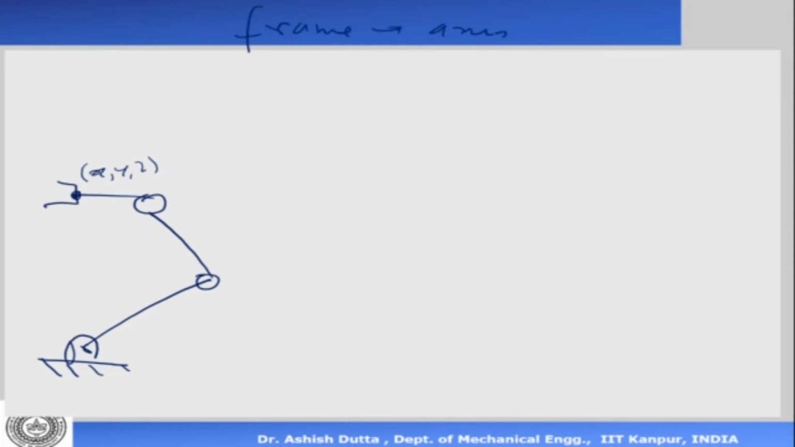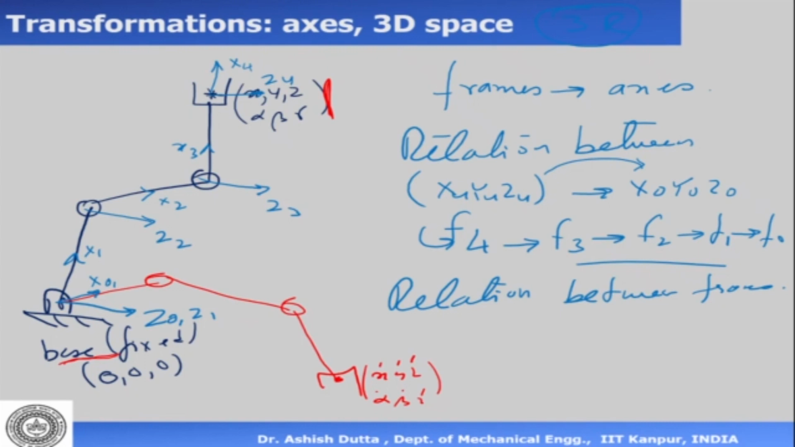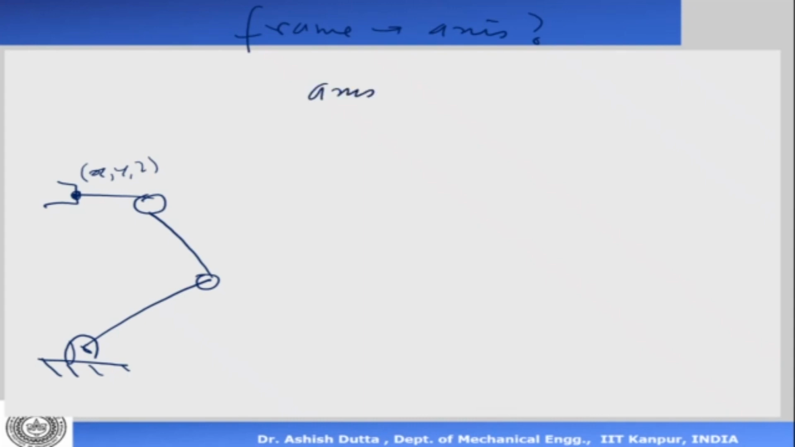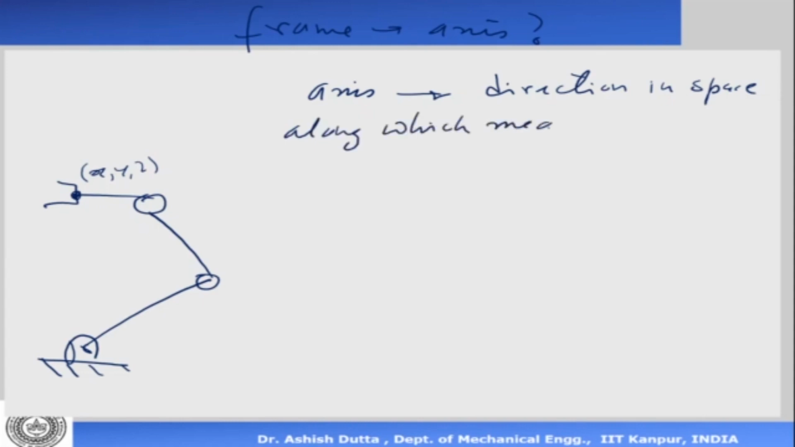So if I want to assign a frame or an axis, the first question that comes up is, what is an axis then? In the previous example, I simply wrote x, y, z. I did not write y, but you can write y this side. I wrote x, y, z and I assigned frames. We always do x, y, z, but what is this x, y, z? What is a frame, or what is an axis? So an axis is a direction in space along which measurements are made.